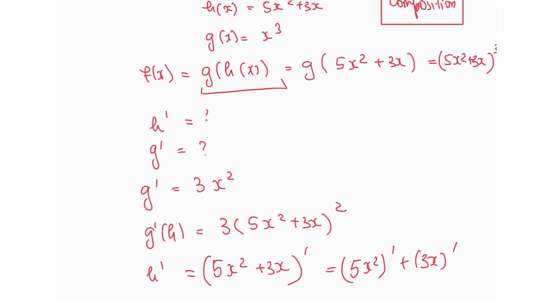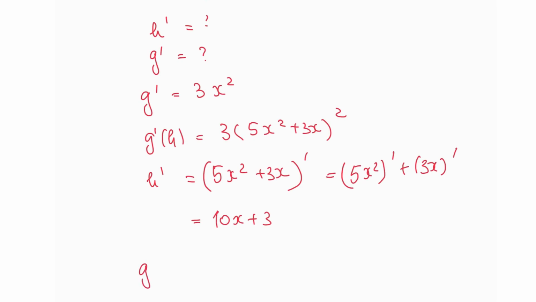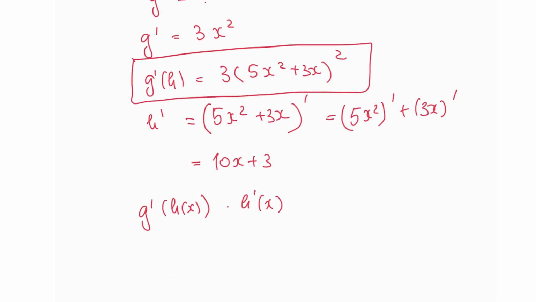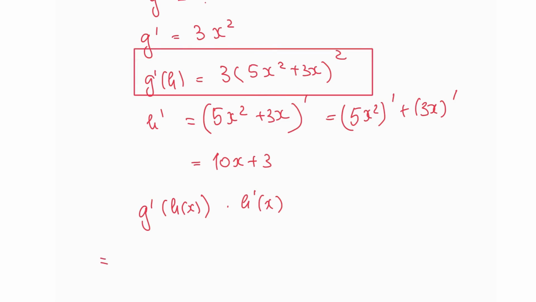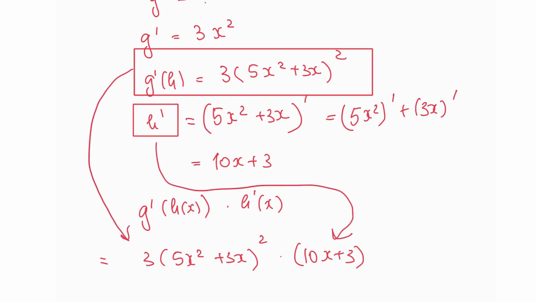Now we have the formula here: g prime of h of x times h prime of x. Now g prime, that is here, so that's equal to 3 times 5x squared plus 3x, squared, times in the brackets 10x plus 3. This is h. So this goes here and this goes here.